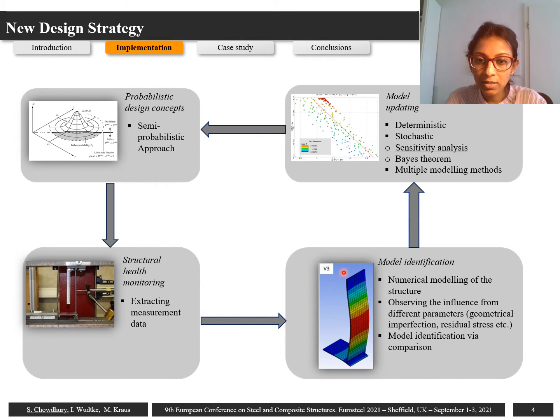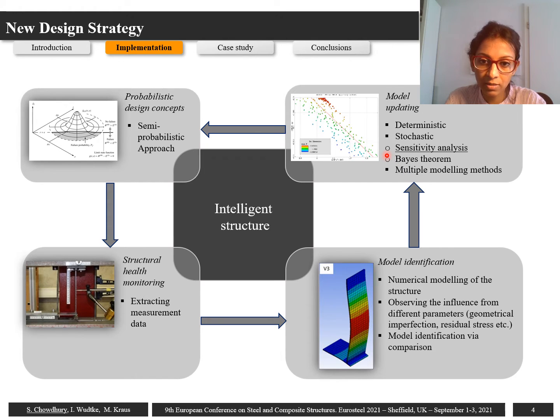And then at the last stage, we do the model updating. There we have three possibilities: deterministic model updating, stochastic model updating, and multiple modeling methods. In stochastic model updating, there are two main branches: sensitivity analysis and Bayesian updating. And in this study, we will talk about the sensitivity analysis. After doing the model updating, we can continue updating our design concept, and we can repeat this procedure, and we say that this is the structure of an intelligent structure.